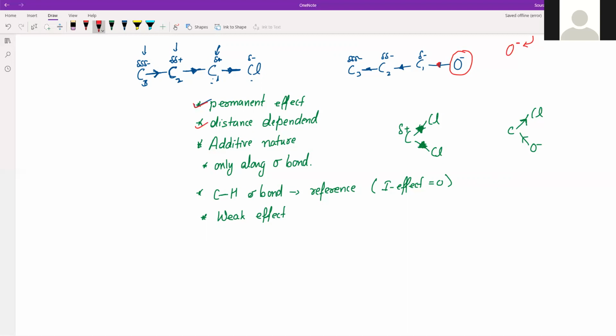When two groups of similar nature are present in a molecule, their effects are added. As shown here, if there are two chlorine groups, their effects will be added. Okay, then one point should always be kept in mind: the I effect always operates along sigma bonds.